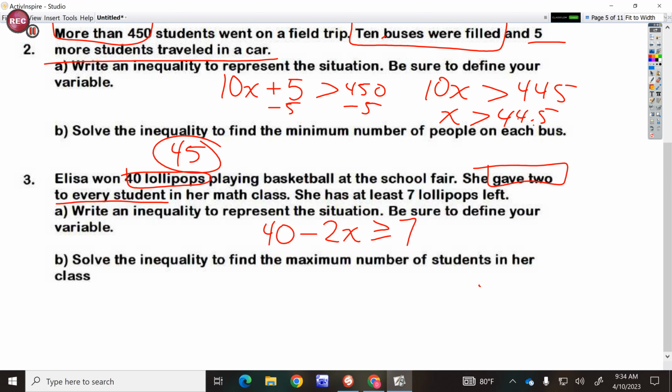So what are the 2 steps to solving that? Minus 40 on both sides, which gives you negative 2x, greater than or equal to. Minus 40 gives you what? Negative 33. Now divide both sides by negative 2, and you get, what does 33 divided by 2 give you? 16.5, which means we have to go to what, Lazaro? 17.